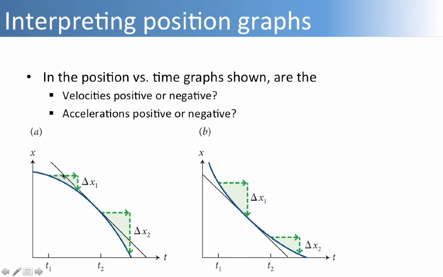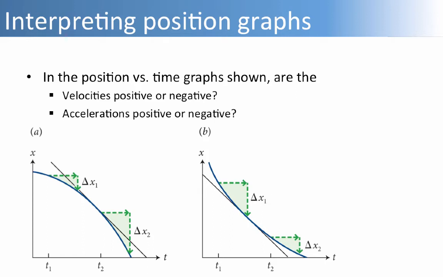Now our slope is negative, so our change in position is negative, and our velocity is therefore negative in both graphs. But what's going on with the acceleration? This one, the change in the position vector is getting longer, but it's getting longer in the negative direction. And that means that the acceleration is actually negative. While this one, the length of the position vector is getting shorter, and the acceleration is actually positive.